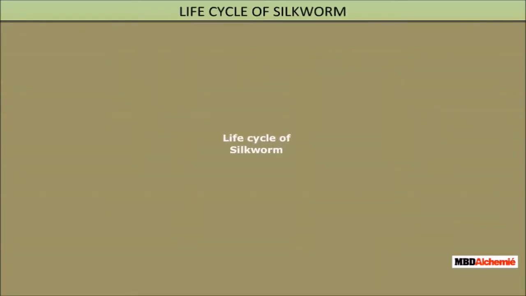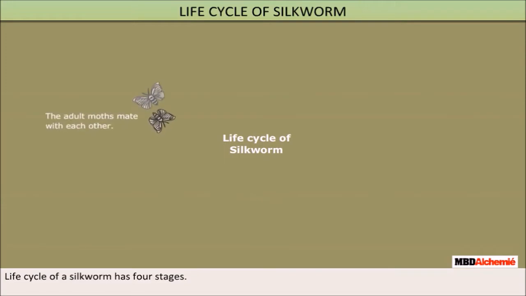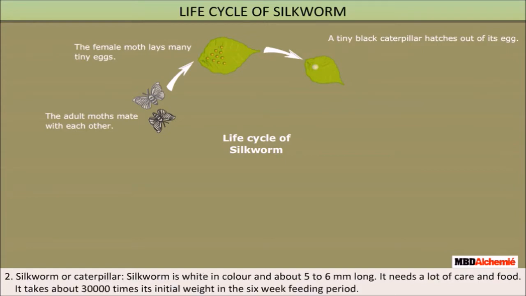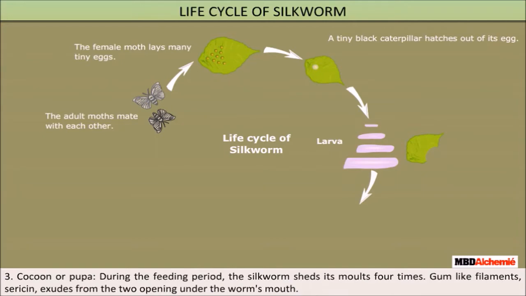Life cycle of silkworm. Life cycle of silkworm has 4 stages. Egg. After laying, eggs are incubated until they hatch and become worms. Silkworm is white in color and about 5 to 6 millimeters long. It needs a lot of care and food. It takes about 30,000 times its initial weight in the 6-week feeding period. During this period, the silkworm molts 4 times.